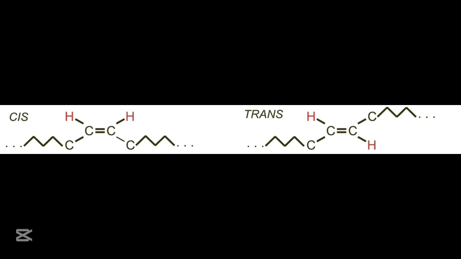I know it can be a bit confusing, but these terms have different meanings in the context of fatty acids. In a cis configuration, the hydrogen atoms attached to the carbons in the double bond are on the same side of the molecule, which accentuates that bend in the chain.